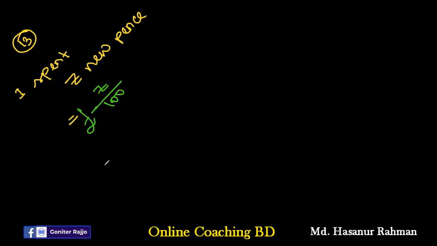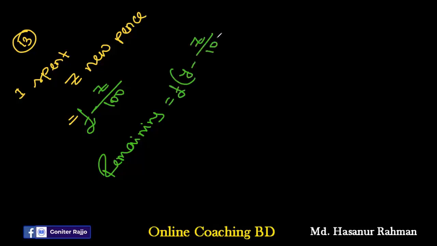Now, what will be the remaining? So the remaining will be y pounds minus z by 100 pounds. Because at first I have y pounds and I spent z by 100 pounds. So that will be our final answer.